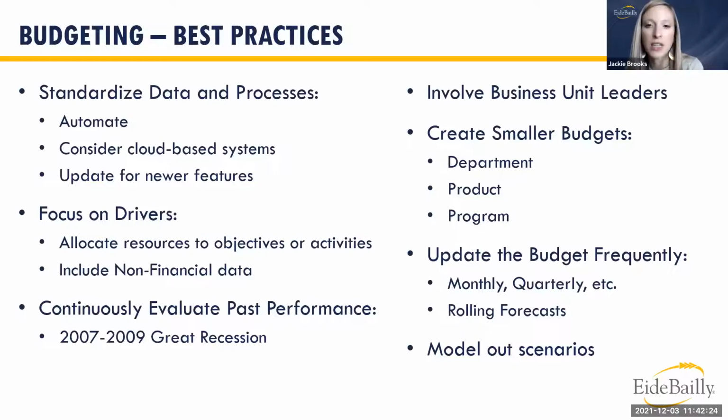First, standardize your data and processes, which means making your methods and processes uniform or consistent throughout your organization. This can be done by taking out manual methods and processes and then replacing them with automated tools, because manual errors do create inefficient budgeting. Also, within the standardization of your data, consider cloud-based systems if you're not already on them for more accessible data, and then automate your processes from there.